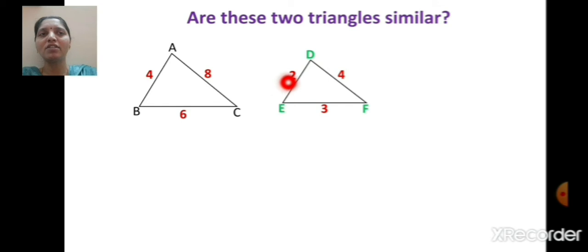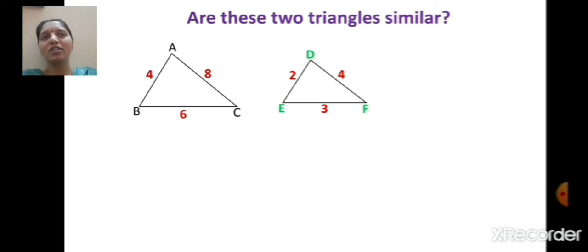Same way DE is 2, EF is 3 and DF is 4 units. Okay, now let's find out whether triangle ABC is similar to triangle DEF or not. First condition, what you have to see? Their corresponding angles should be congruent, right?